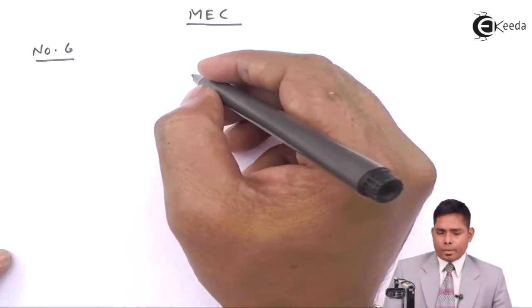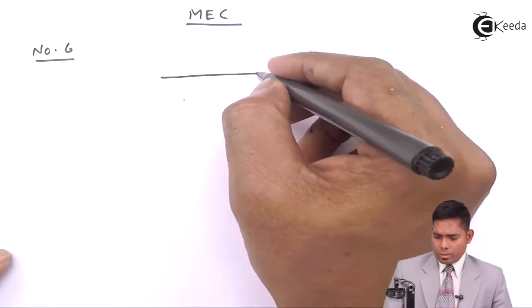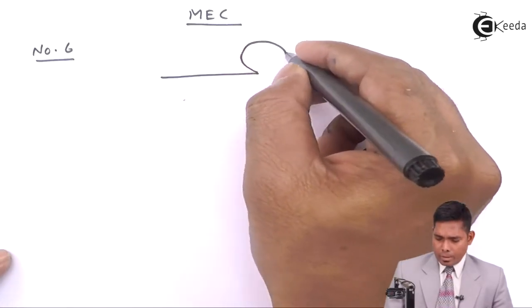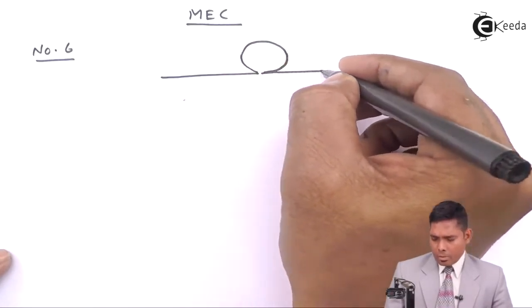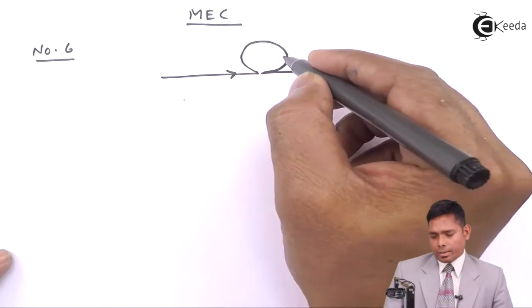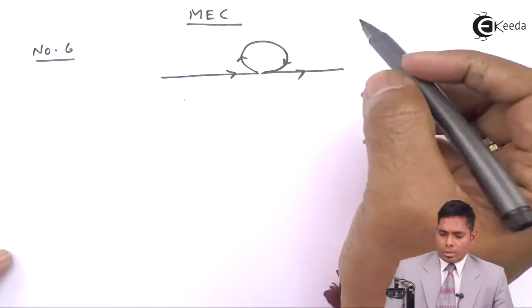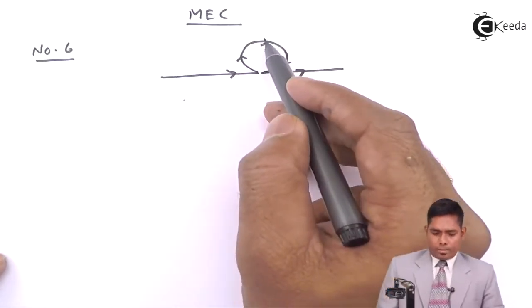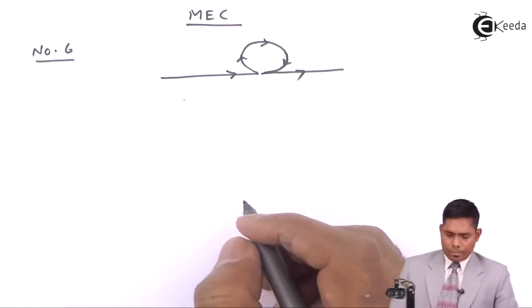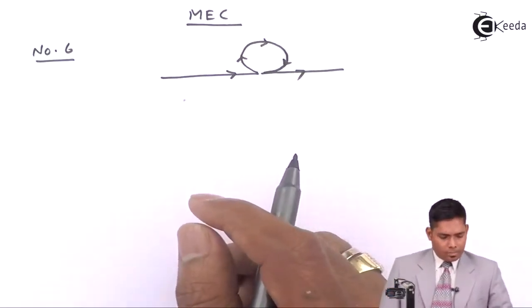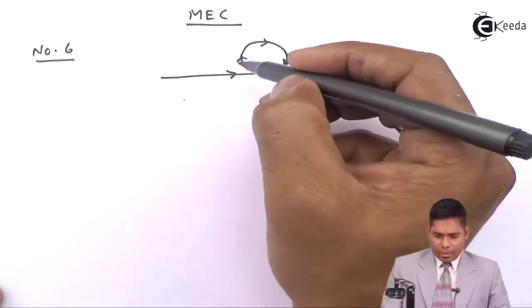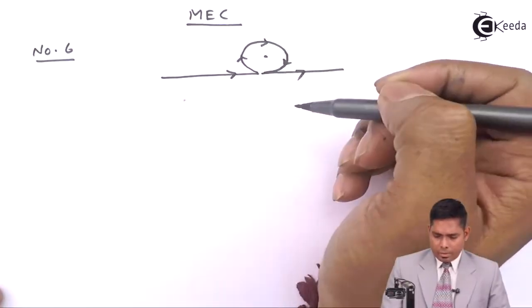If we have a straight conductor, then there is a loop over here, then again a straight part of the conductor. Suppose the current is like this. The current is in clockwise sense here. The question is, what is the magnetic field at the center?